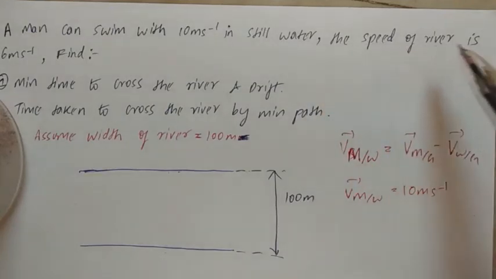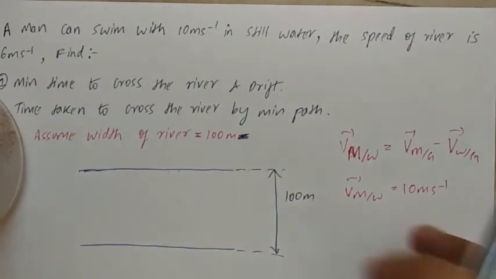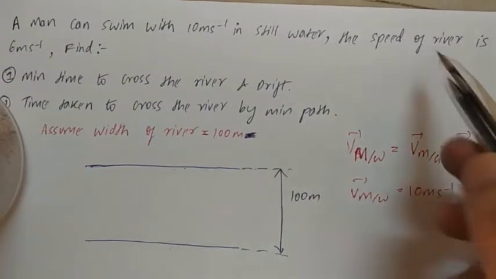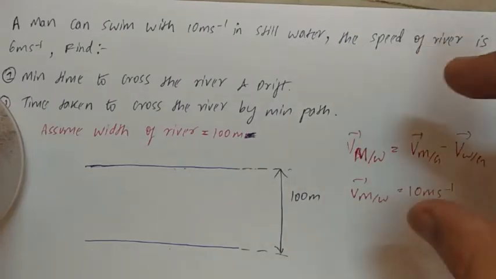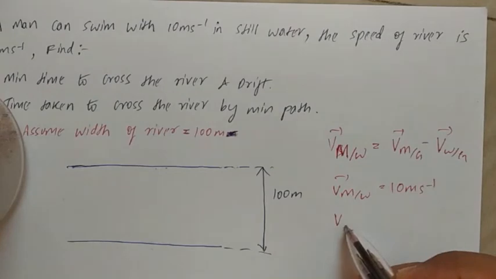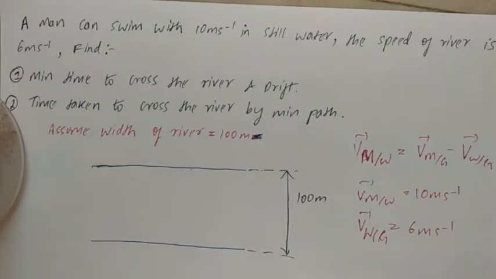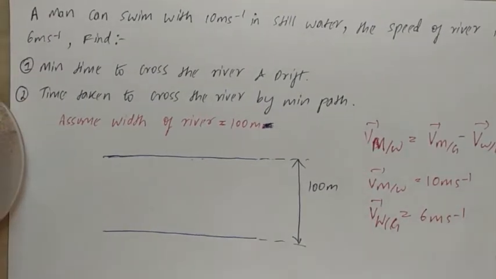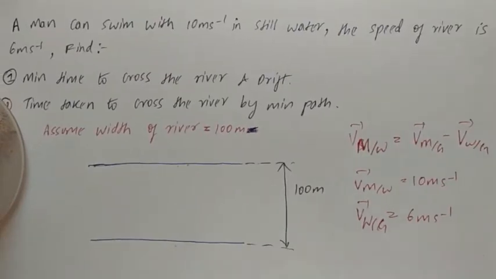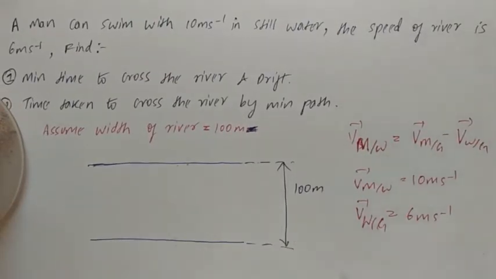Also the speed of the river is 6 meters per second. Now this means that the river is on the ground, which means the velocity of water with respect to ground is given as 6 meter per second. We have identified two velocities. Then we start the problem.